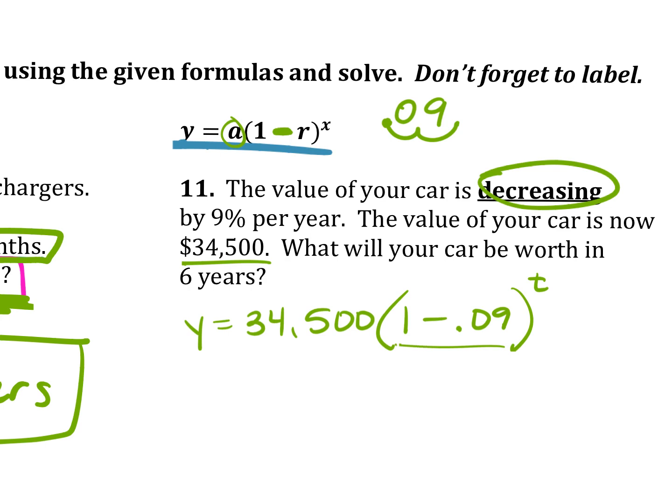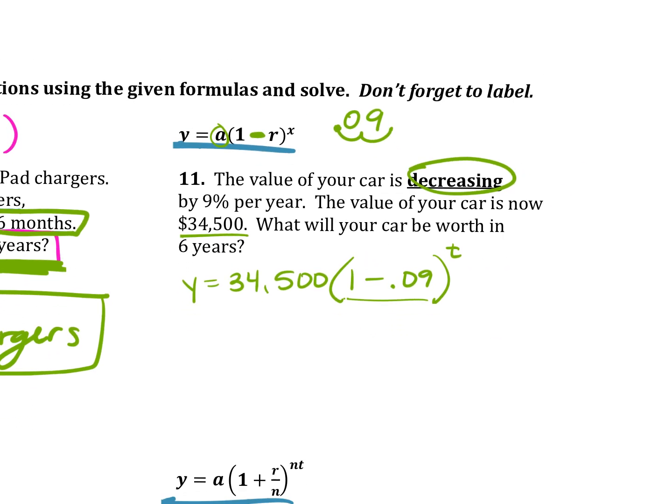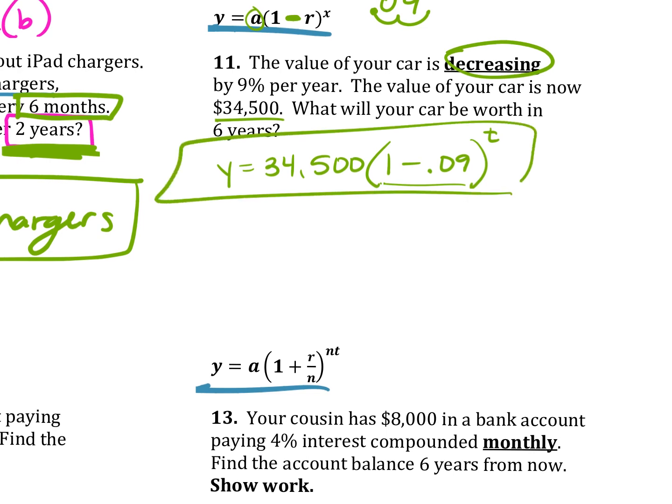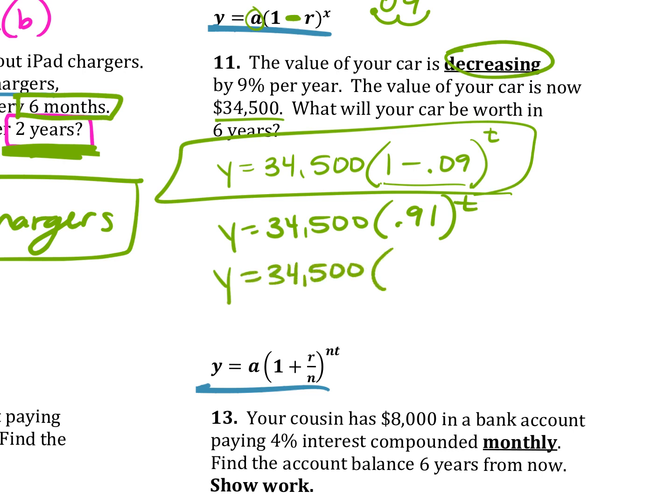If you want to simplify that, 1 minus 0.09 is 0.91. So you may write it like this, or you may write it like this. I honestly don't care one bit which one you do. So it's up to you. If you want to subtract that and write it like that, you totally can. What are we plugging in for t? 6. So you're going to go y equals 34,500 times 0.91, or 1 minus 0.09 to the 6th power.